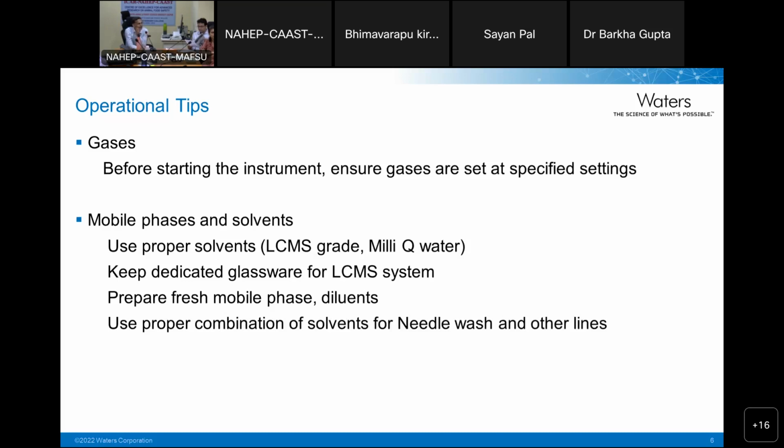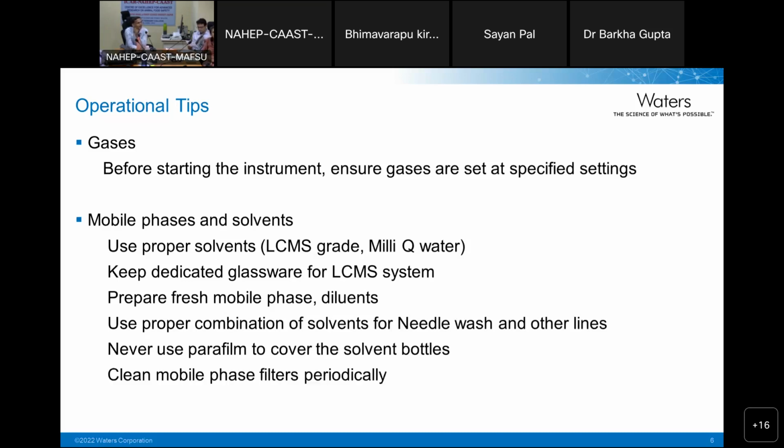Use proper combinations of solvents for needle wash, especially for your sample manager or the auto samplers. Wherever you need to wash the needles after injection, the proper solvents have to be placed to wash the needle after every injection. Never use paraffin film to cover the solvent bottles. And clean the mobile phase filters periodically.